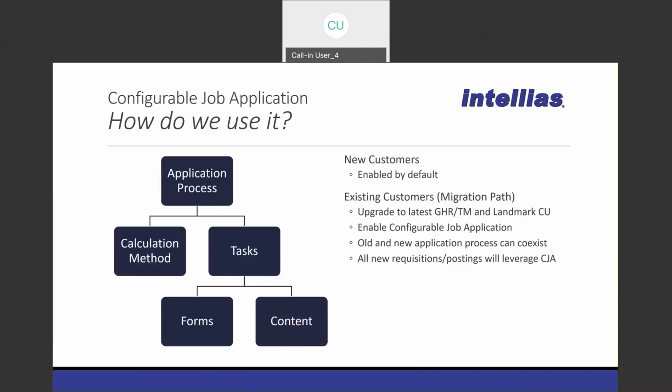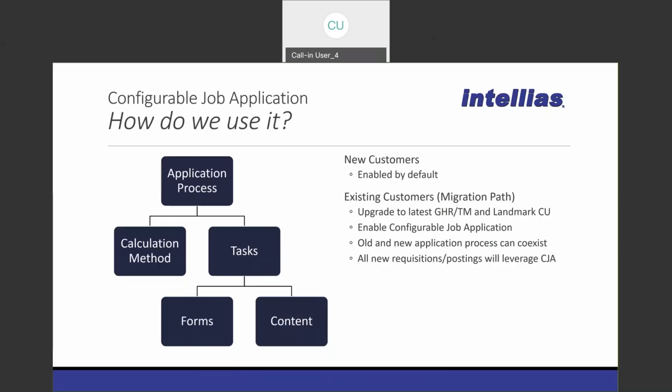Again, this could be differentiating between physicians or non-physicians, hourly or salaried, the needs of which really depend on your organization. But anytime you may need a different application process for different jobs, the system now does support that. You'd be building out multiple application processes, which each have their own sets of calculation methods, tasks, and so forth. So what exactly is a calculation method and how does that tie into a task?